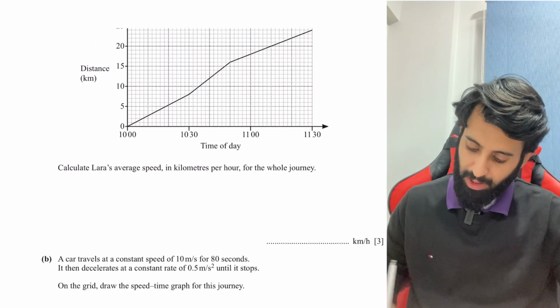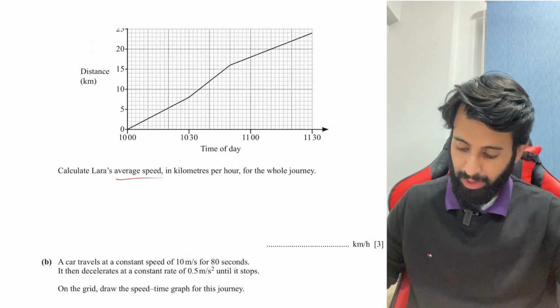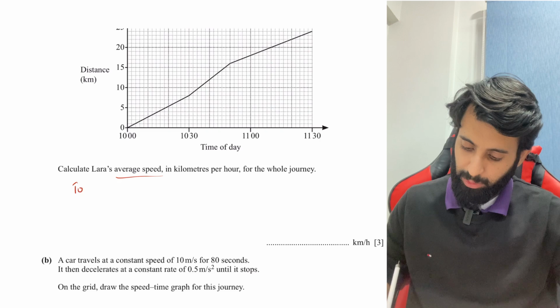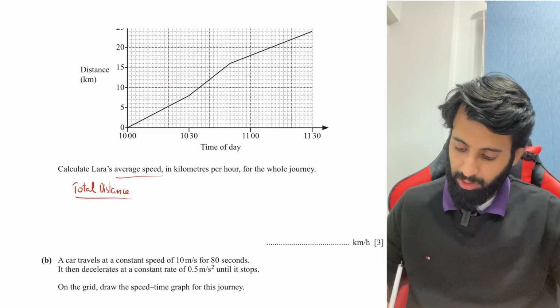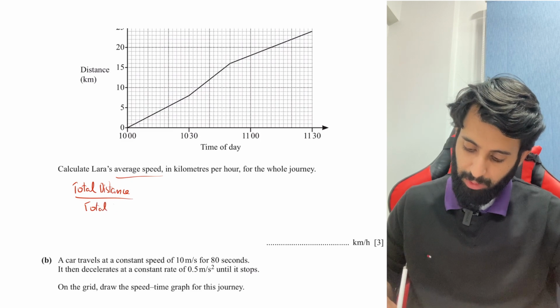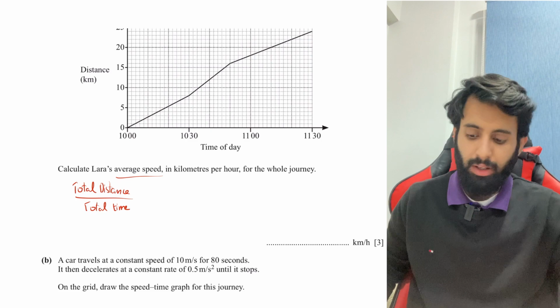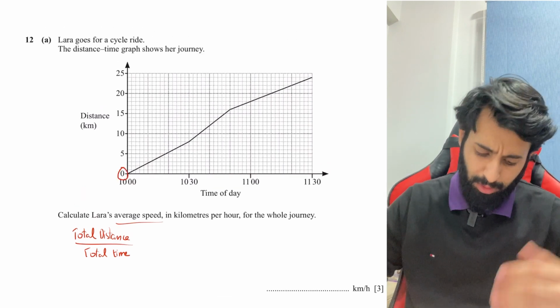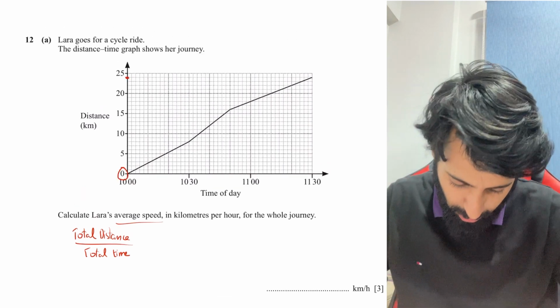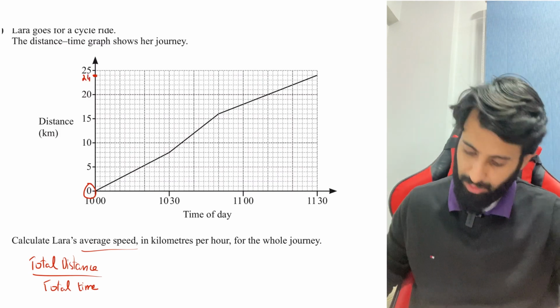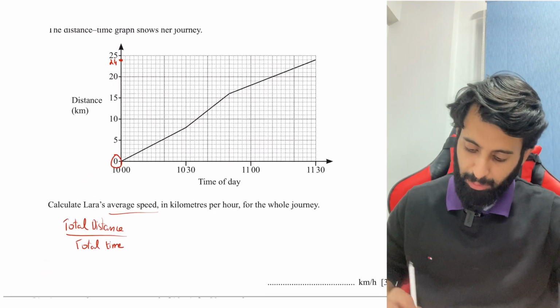Average speed is something that can be worked out very easily. All you've got to do is find the total distance that she's traveled and divide it by the total time that she's taken. We can do both by looking at the graph. For the total distance, she's going from 0 to 24 here. For a second I was going to say 25, but got to be careful there.